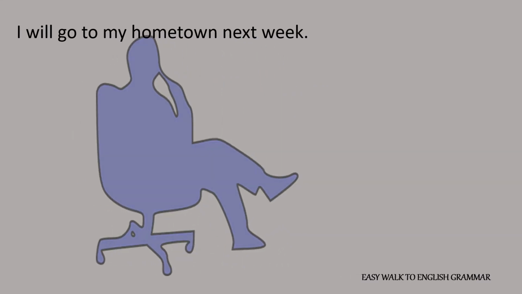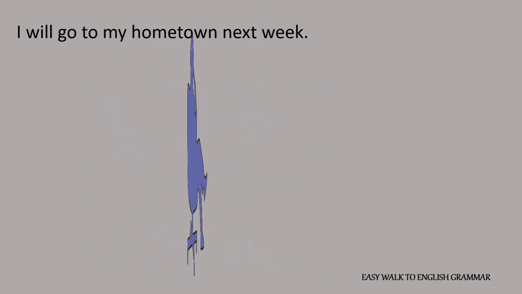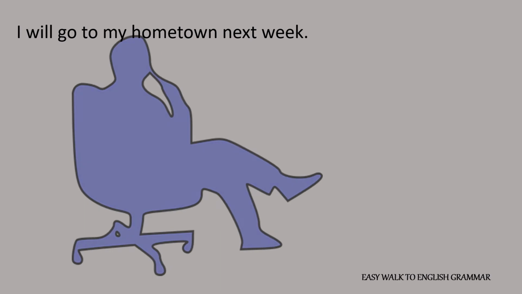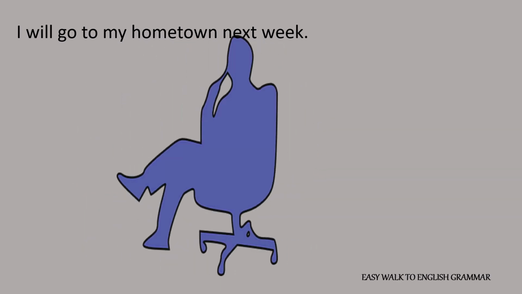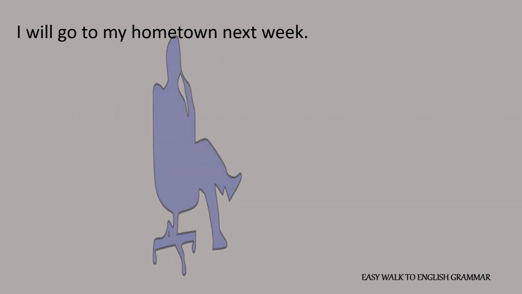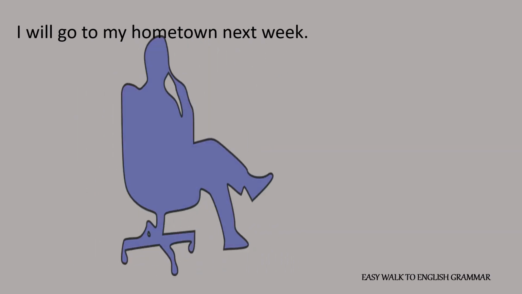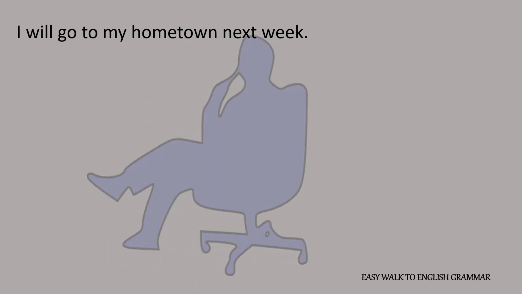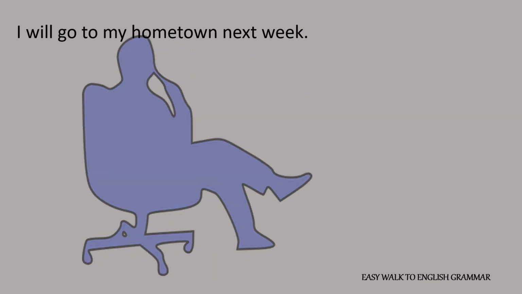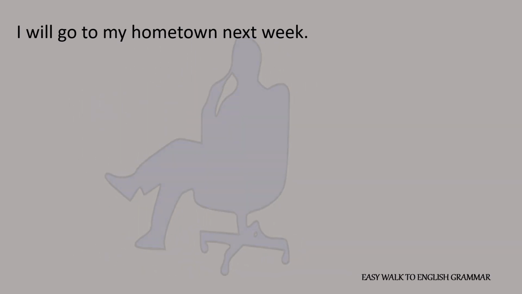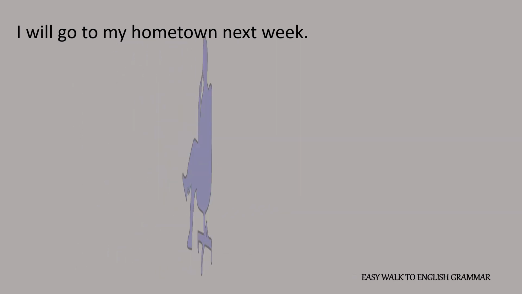Here, we are moving on to the next aspect of simple future tense, and we can see a man sitting on a chair and thinking, "I'll go to my hometown next week." He thinks that "I'll go to my hometown next week." And it's clear here, the action is not happening now. It will take place only in the future. Okay, let's check the sentence in detail.